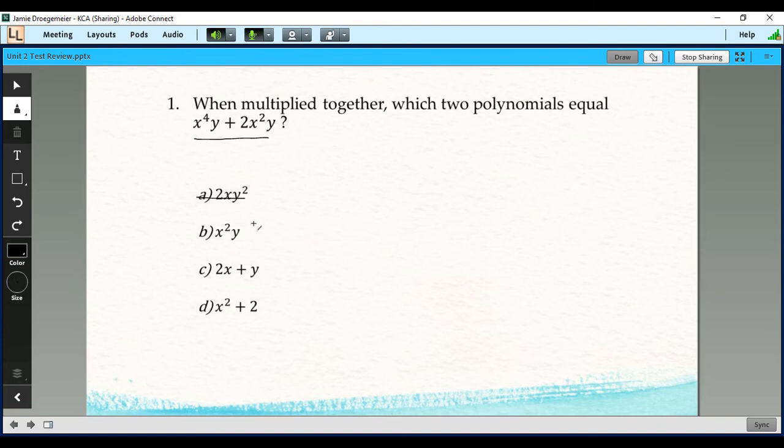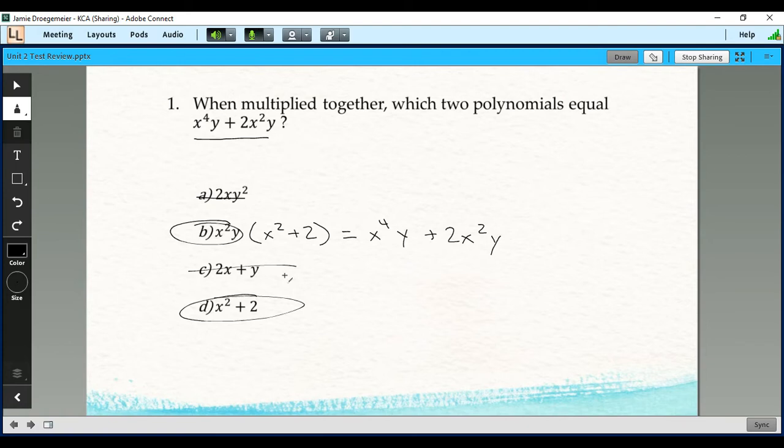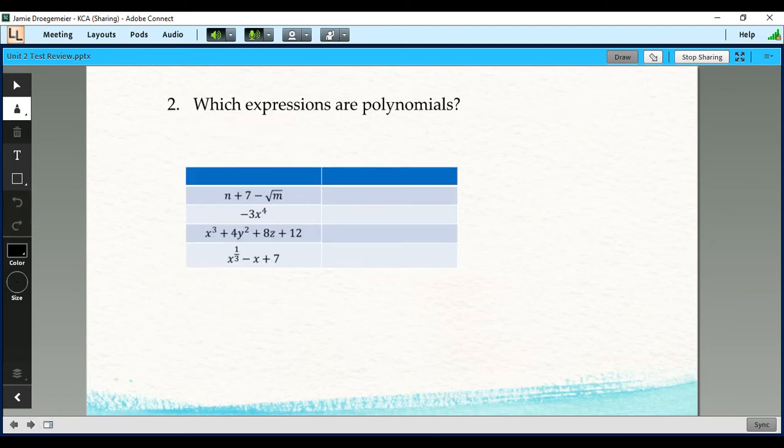Let's go ahead and check it just to be sure. So if I take it times x squared plus 2, x squared y times x squared, that would be x to the fourth y, and then x squared y times 2, that would be 2x squared y. And so B and D are the two polynomials that we would multiply together to get the expression that they gave us. All right, moving on then to number 2.